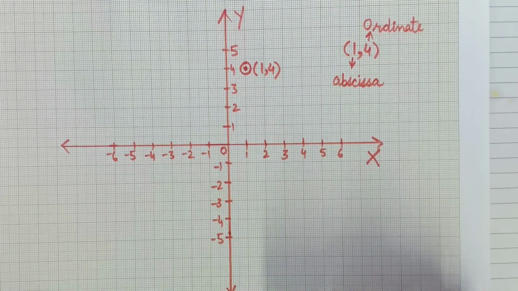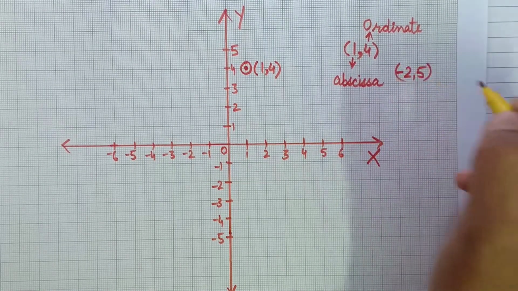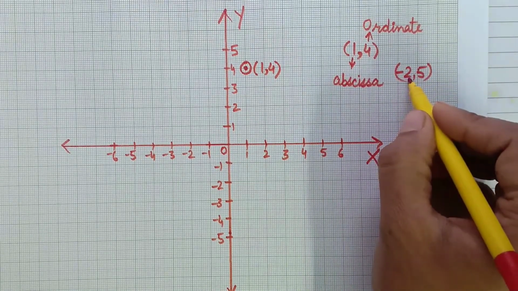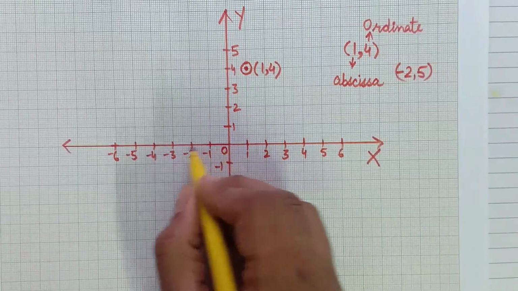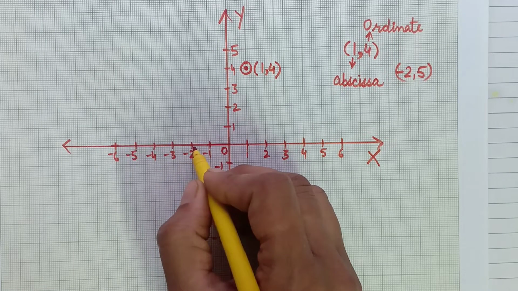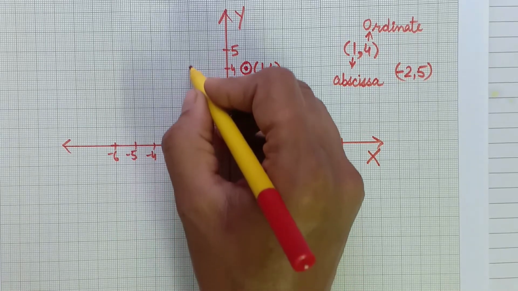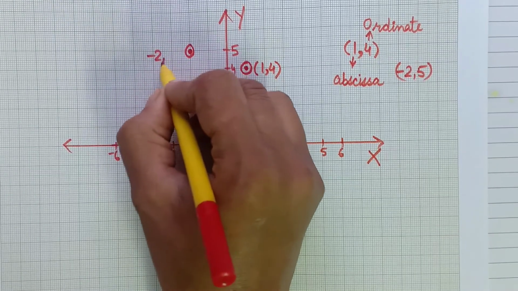In the same way, if I take another point, (-2, 5). Now -2 is the point on the negative side of x. So on the negative side of x I will see -2. Then I will go again up to 5 of y. So this point represents (-2, 5).